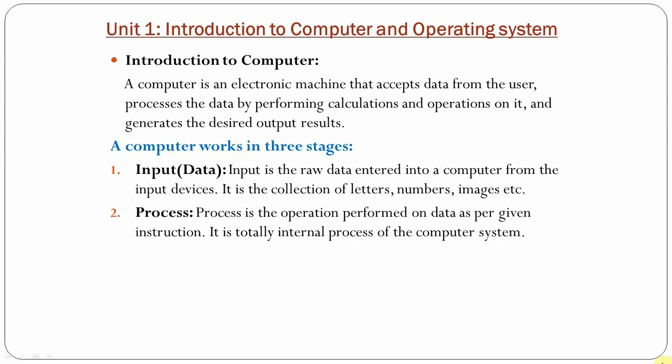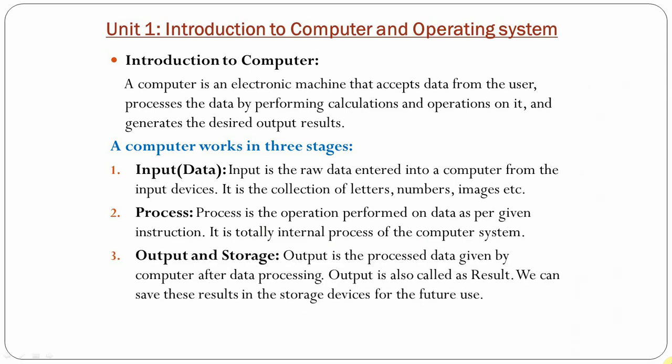Second, process. Process is the operation performed on data as per given instruction. It is a totally internal process of the computer system. So, second is the process. Process is the operation performed on data as per the given instruction. It is the internal part of the computer system.